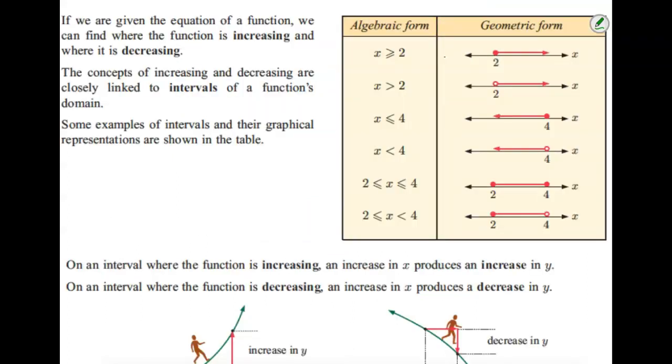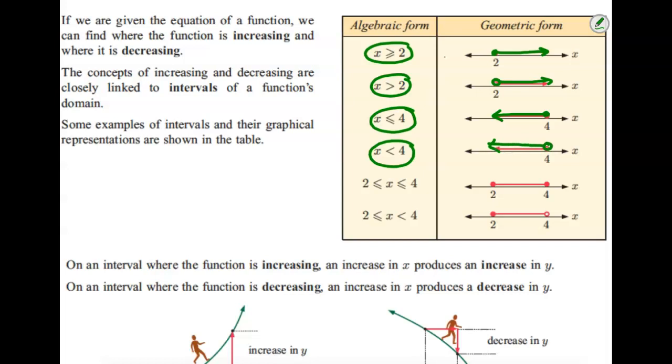If we're given an equation, sometimes we have to find out when is it increasing or decreasing. So algebraically, when you see an inequality like this, it is saying x is greater than or equal to 2. So on a number line, it's a closed circle going to the right. Next one, x is greater than 2. Open circle to the right. Next one, this is saying x is less than or equal to 4. Closed circle, left, smaller. Next one, x less than 4. Open circle, less than, left.